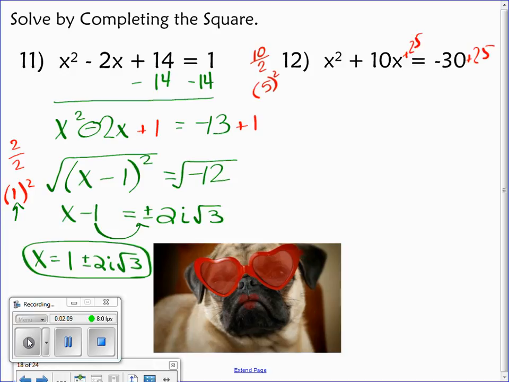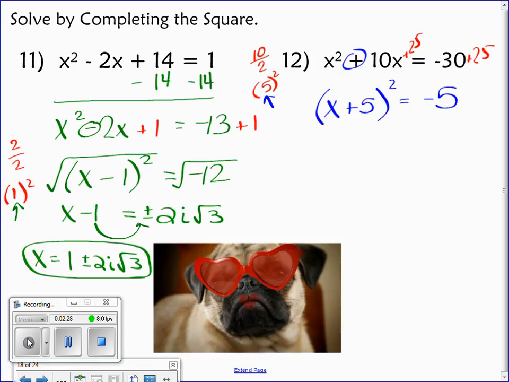Okay, so we'll add that to both sides. We do that so that this will factor. How does it factor? X plus 5. Again, there's my plus, there's my 5. Good. That gives me negative 5. Well, this problem doesn't seem so bad compared to the last one, does it?